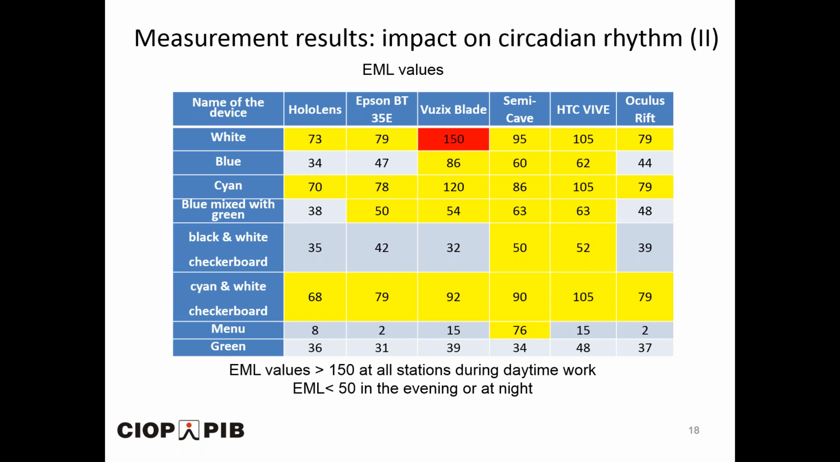The other values are the equivalent melanopic lux values. Here the measurement results are somewhat similar. There are more restrictive results regarding the white and cyan color, as well as the cyan and white checkerboard. Some values exceed the 50 lux that shouldn't be exceeded during the night or the evening, and some of them are not enough, for example, as the lone solution in the daytime or in the morning.